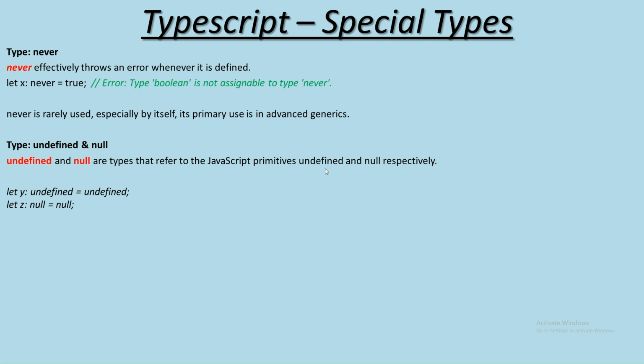And now we have another one, that is undefined and null. Undefined and null are types that refer to the JavaScript primitives undefined and null respectively. We assign the type undefined to a value when we specifically want it to be an undefined value. Similarly, we use null for a variable when we want to assign a null value to it. Let's see them in action.